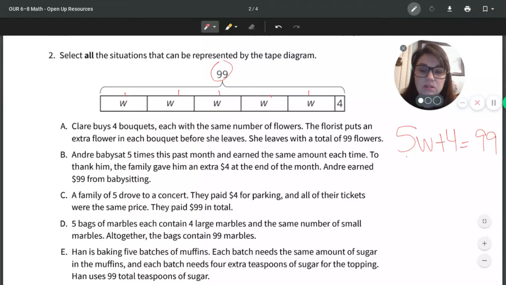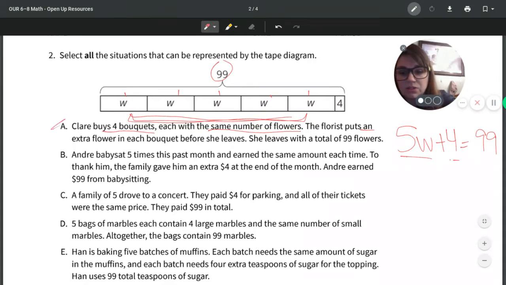Well, we're going to take a look at this and see if this happens to match the situation that we have. So it says Claire buys 4 bouquets, and each have the same number of flowers. Well, kind of right off, we see our variable needs to be attached to something. It's going to be 5W, right? Our variable and our coefficient is going to need to be 5. So since it says they put 1 extra flower in each one, the constants don't match up. So by matching up those things, we don't even need to really work it out. We see A is not one of the situations represented by that tape diagram.